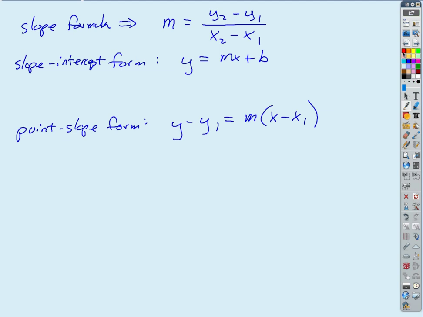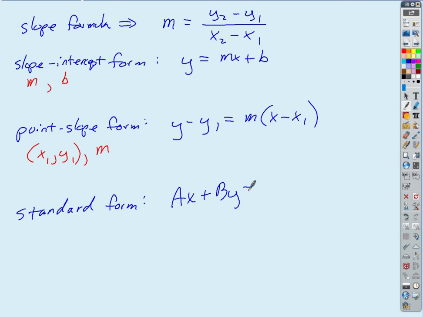And once again, just think about the stuff you're inputting. Here you're inputting a slope and a y-intercept, right? Here you're inputting a point, so that's x1, y1, and a slope. And then the last one, standard form. That's the 4 formulas from Unit 2, okay?